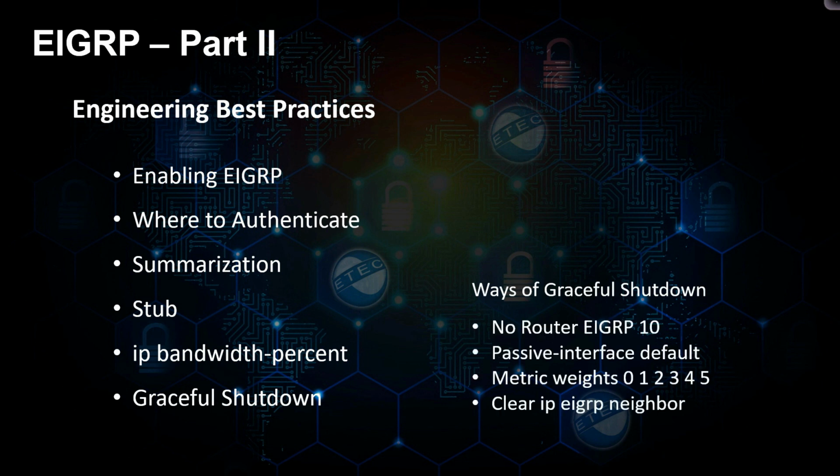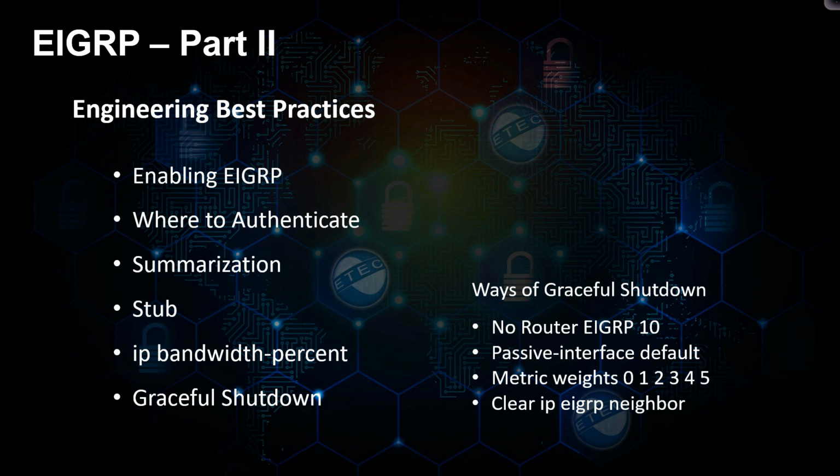No router EIGRP followed by an autonomous system, passive-interface default, manually change the metric weights or the K values there, or the last one, which I don't quite recommend, is clear EIGRP neighbor. They will terminate, but they will establish the neighbor relationship right back.